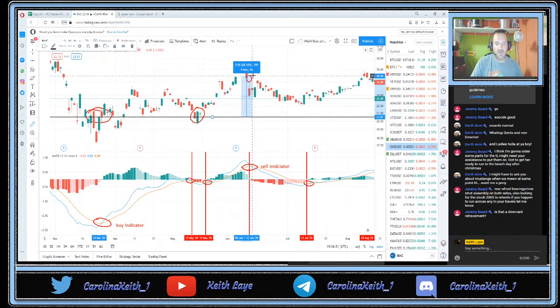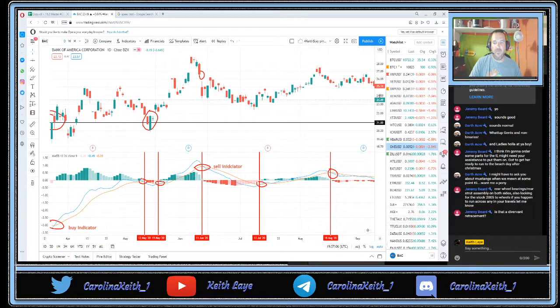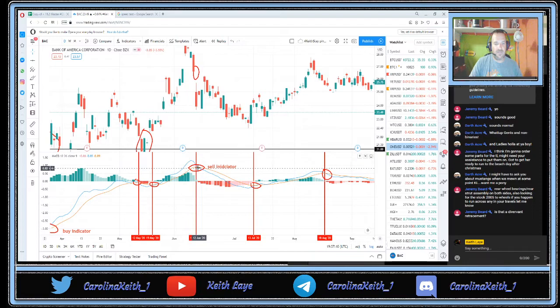We actually would have sold here. And we would have pulled a solid 25% off of Bank of America by using nothing but the MACD indicator. Now, could we have put in an option to sell and written an option down on Bank of America? Absolutely. It gave us a sell signal right here.